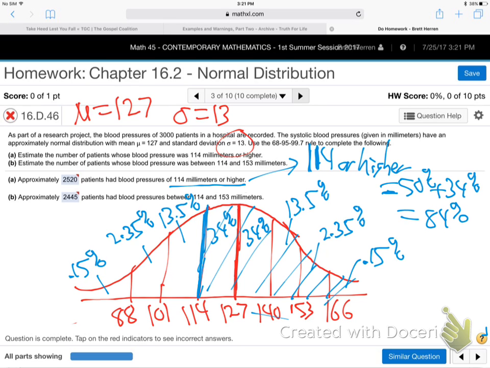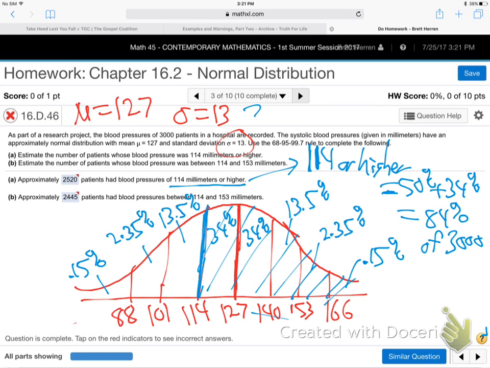But they did not ask me percentage. If they did, we'd be done with part A. They didn't say what percentage of patients. We need that. That's still important, but we've got to do one more step. They said how many patients. How many? So what do you do when you have a percentage, but they're asking how many? What do you do with that percentage? Percentage of the total. Of the total, huh? So it's 84% of the 3,000.